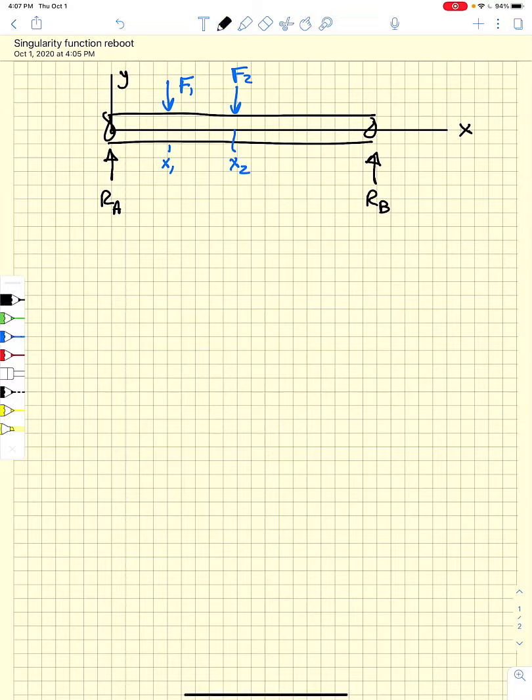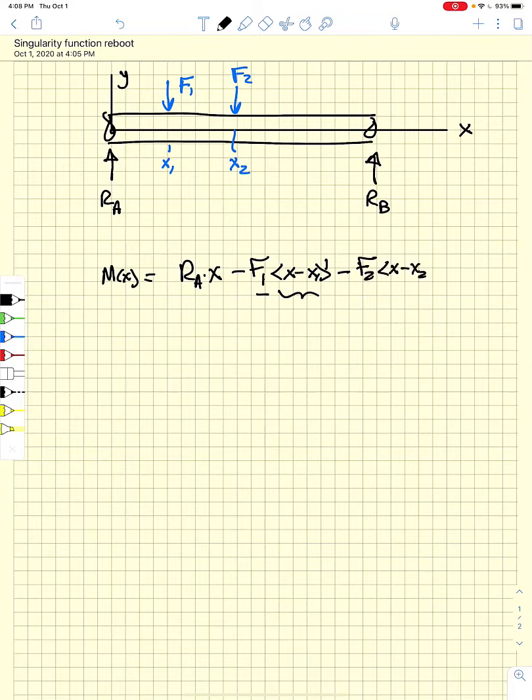So now what we have to do is we want to describe the moment as a function of X. So the moment as a function of X is going to be equal to RA times X minus F1 times X minus x1 to the first power. So this is the singularity function. And the minus F1 means that it's pointing in the negative y direction. We subtract from that F2 at x minus x2 to the first power. And that's the end of it.